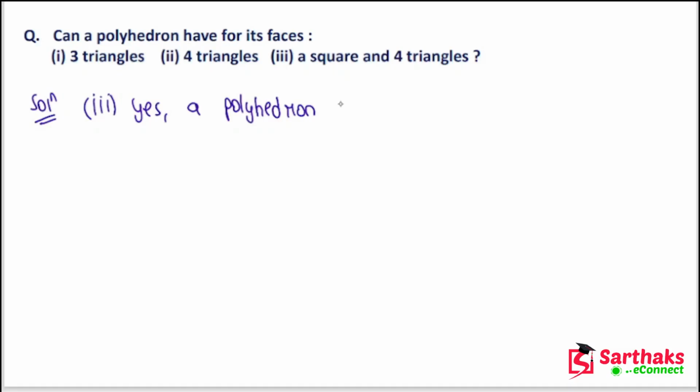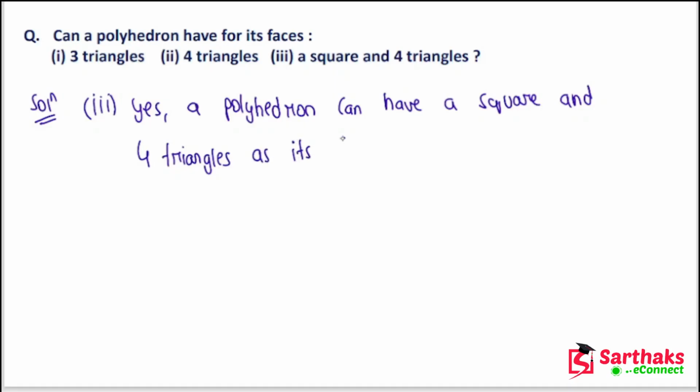Yes, a polyhedron can have a square and 4 triangles as its faces. Now, which kind of polyhedron? Square pyramid. If you see, a square pyramid has a base as a square and all the 4 other lateral faces would be triangles.